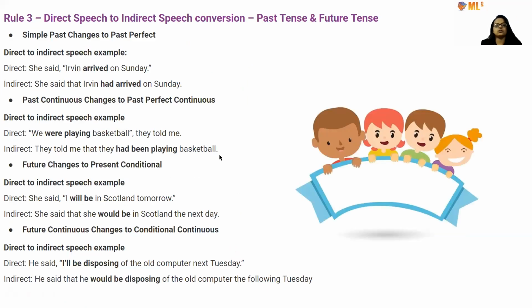Now, direct speech to indirect speech conversion, past tense and future tense rules. Simple past tense is changed into past perfect. Example: she said, Irwin arrived on Sunday. Translating into indirect speech, what will it be? She said that Irwin had arrived on Sunday.